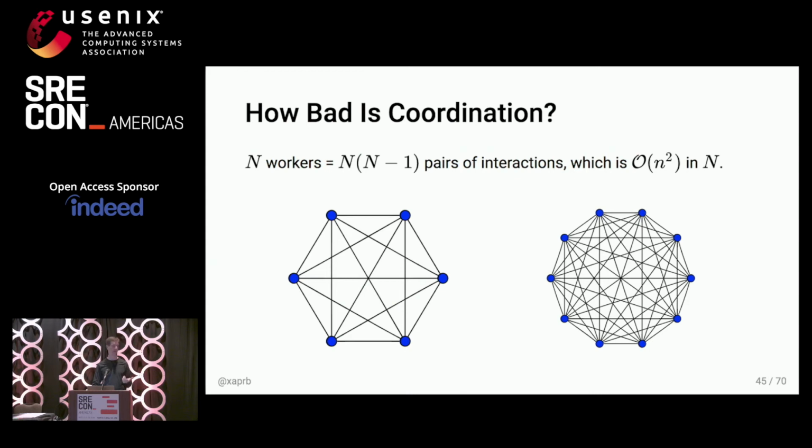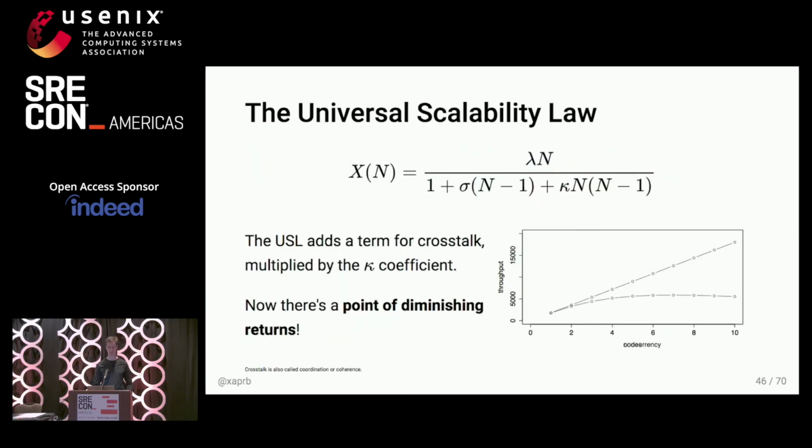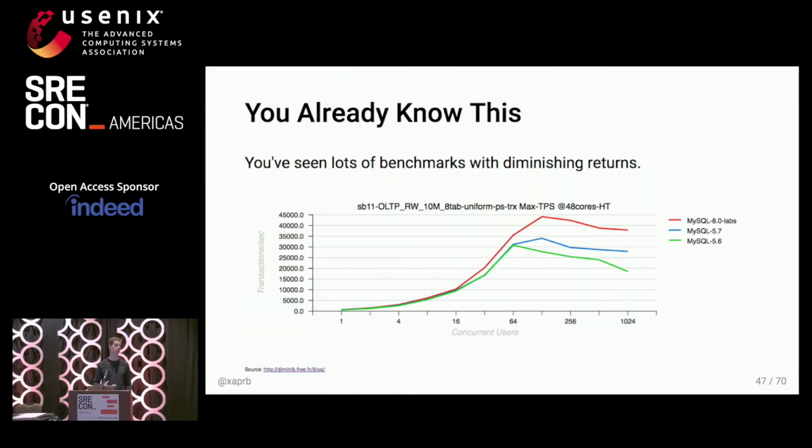And so remember that n times n minus 1 goes on the bottom of the equation again with a new parameter called kappa, which is the fraction of work that is caused by this concurrency overhead, basically what I call crosstalk. And so now our system not only levels off, but it's a little hard to see with the aspect ratio here, but it actually starts to go down. And this is something that you're familiar with, this point of diminishing return. If you look at benchmarks, you're familiar with seeing benchmarks that climb and then they degrade.